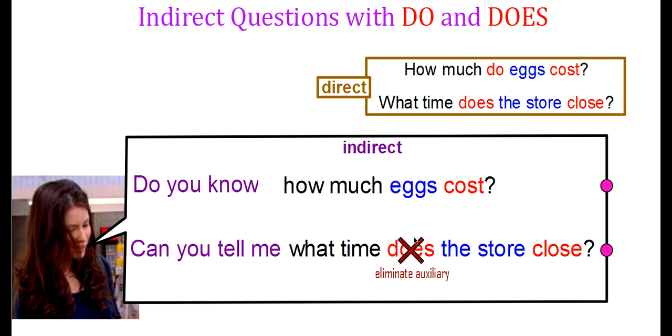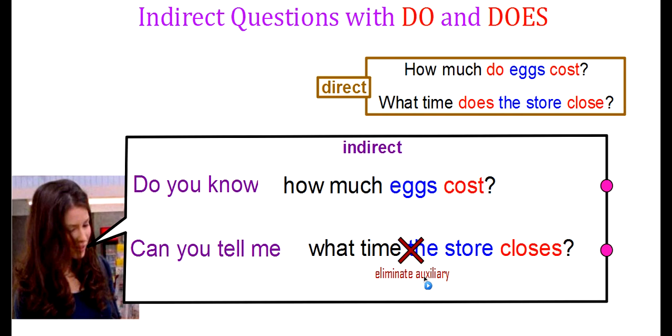The same thing happens here, but be careful with does. There will be another change. Can you tell me what time does the store close becomes what time the store closes. When you eliminate does from this sentence, you're going to have to add the third person s onto this verb. Can you tell me what time the store closes, not close? Okay, so be careful. That's only when it's does that you're going to have to do this. Okay, remember to make that change.